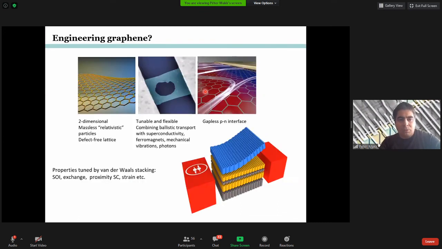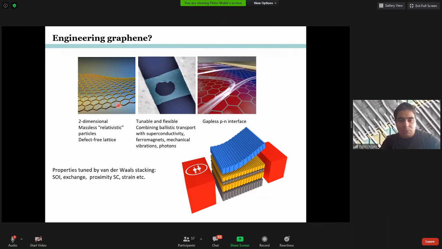First, I would put a bit of context. There was not much talked about graphene or two-dimensional materials today yet, except the previous talk. So I would like to mention why we are interested in these materials. Everyone knows why graphene is a wonderful material, the relativistic band structure.